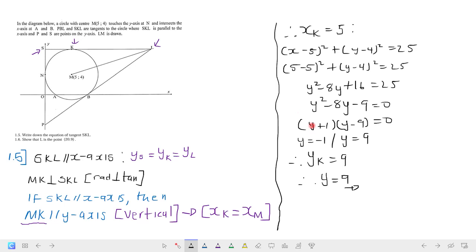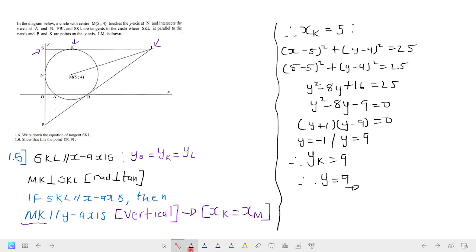Now let's go ahead and look into the second question. The second question says show that L is the point (20, 9). Now to show that L is the point (20, 9), remember L, there is L. Remember all of these points here, the y value of S, then the y value of K, and the y value of L, they share the same y value. But now since the equation here is not written in x, we can't find the x value of L with this equation of SKL, but we can use the equation of PBL to calculate that.